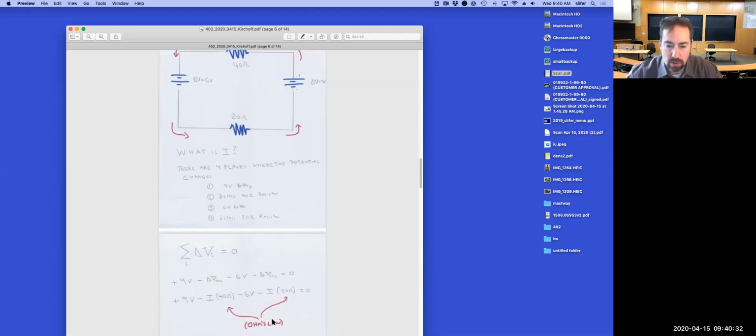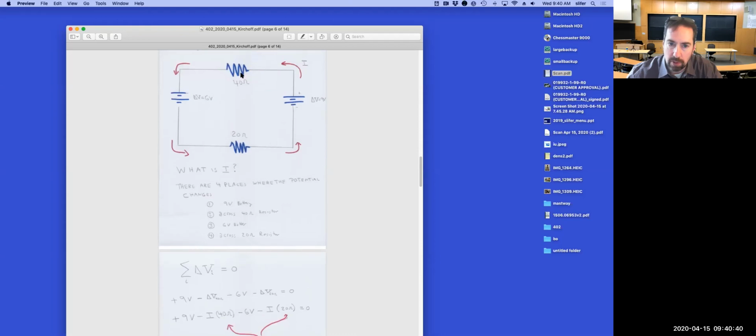Now I can start applying Ohm's law and putting in numbers. The current is unknown, but I know that the potential drop across this guy and the potential drop across this guy is just an Ohm's law thing: delta V is equal to IR. Delta V equals IR, Ohm's law. So I don't know I, it's an unknown. That's the one unknown in this problem.